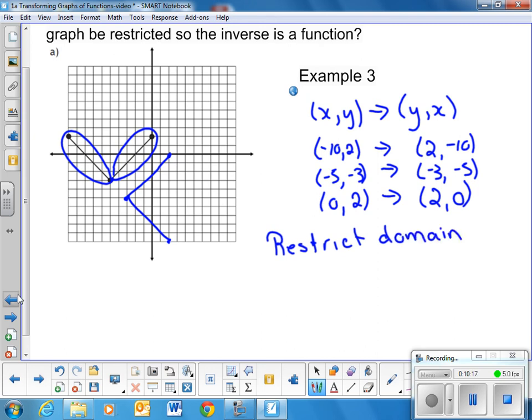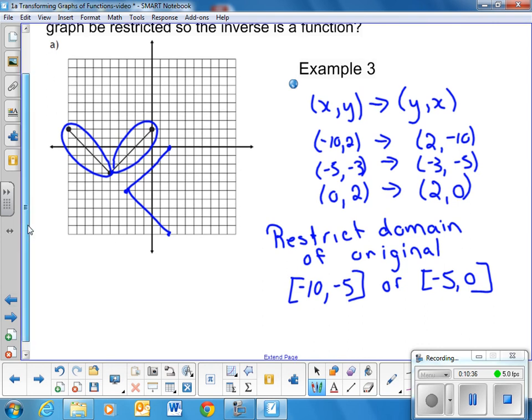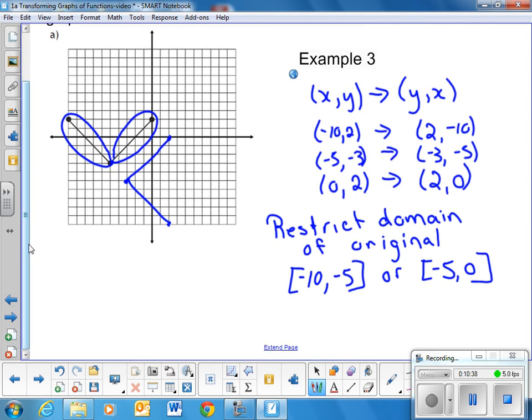Remember that we're restricting the domain of the original to either be -10 to -5 or from -5 to 0. If we only had half of that graph, both the graph and the inverse would be functions.